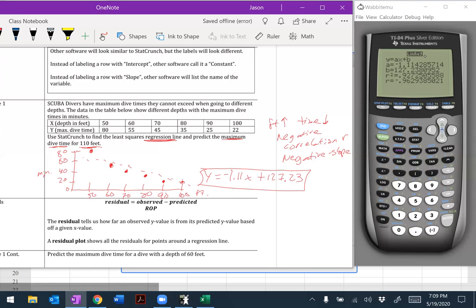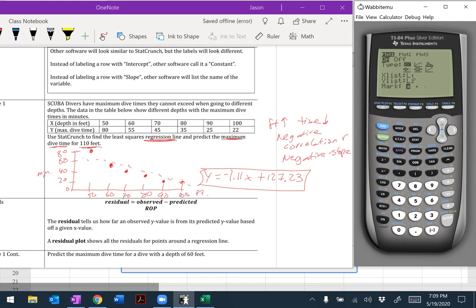The first thing I'm going to do is plot the points. I'm going to go to second, and then hit y equals, and that's stat plots. I'm going to turn my first stat plot on, so I hit enter on the 1, and turn that on. Then I arrow down to make sure I have a dot plot. That's what I want.